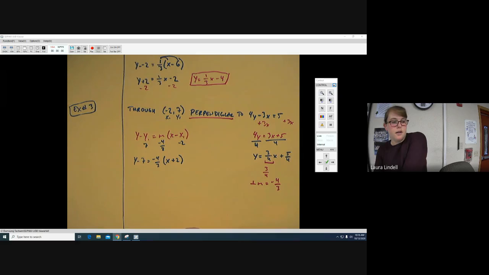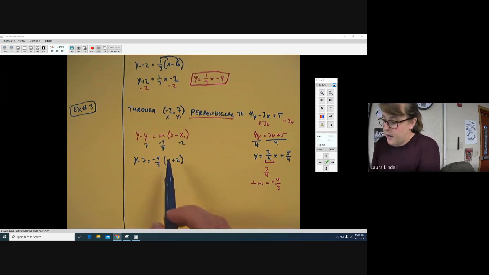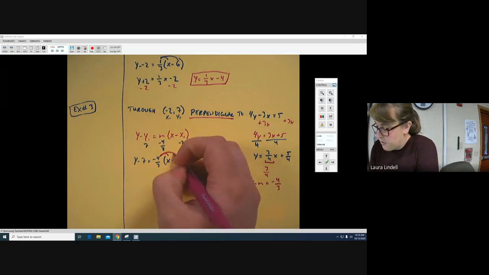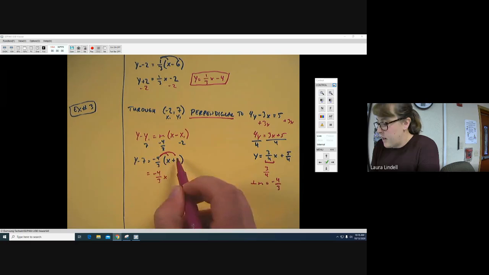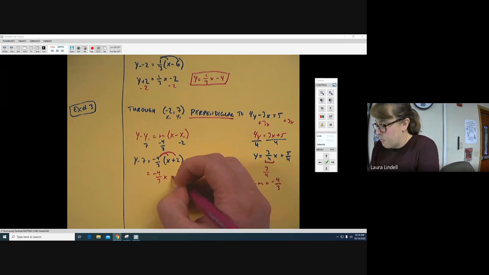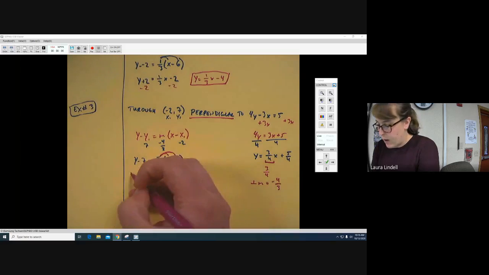Alrighty. And this one is not going to be a real nice answer because 2 doesn't go into 3 evenly, and neither does 8. Here we go. Now we distribute. So we get -4/3 x, and then 4 times 2 is 8, so it's going to be -8/3, since we just multiply the tops when we have a fraction. And then we still have y minus 7 over here.